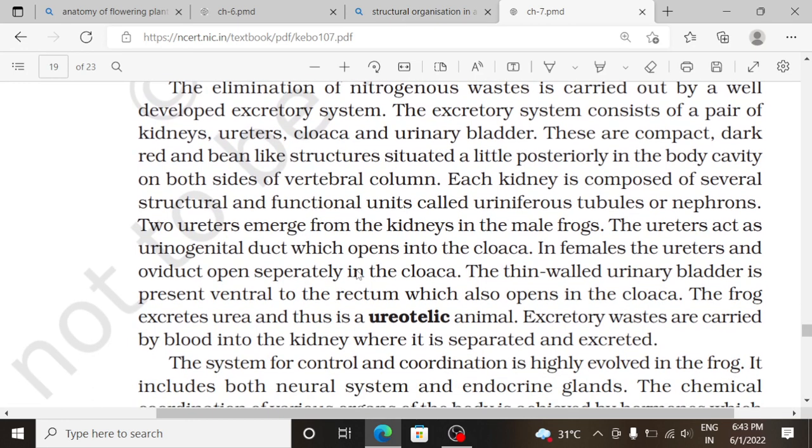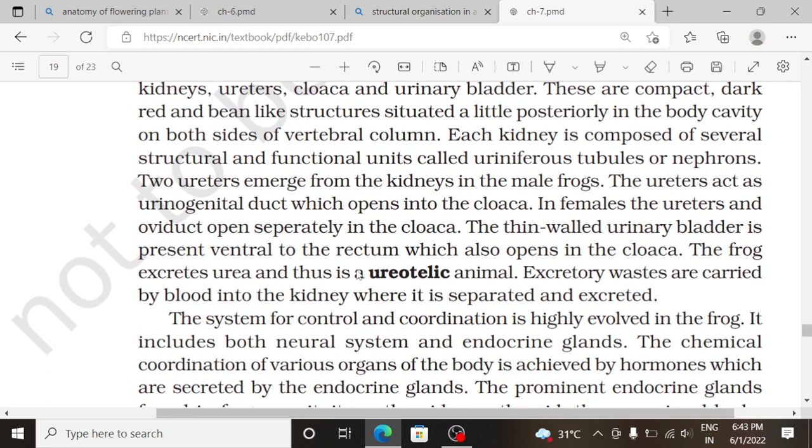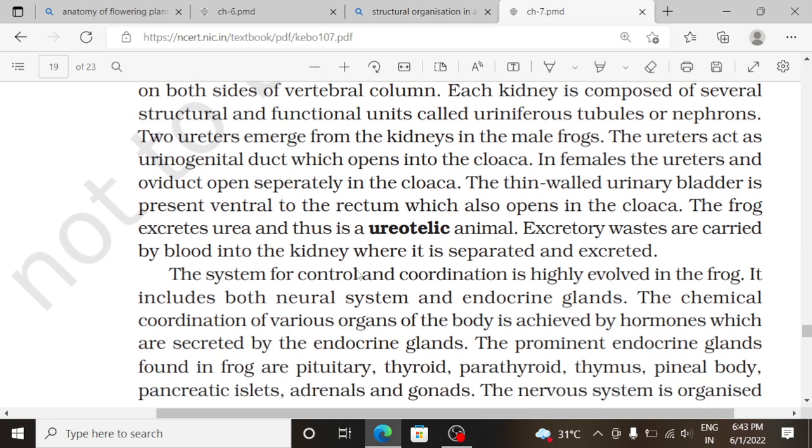Elimination of nitrogenous wastes is carried out by a well-developed excretory system. The excretory system consists of a pair of kidneys, ureters, cloaca and urinary bladder. These are compact, dark red and bean-like structures situated a little posteriorly in the body cavity, on both sides of vertebral column. Each kidney is composed of several structural and functional units called uriniferous tubules or nephrons.